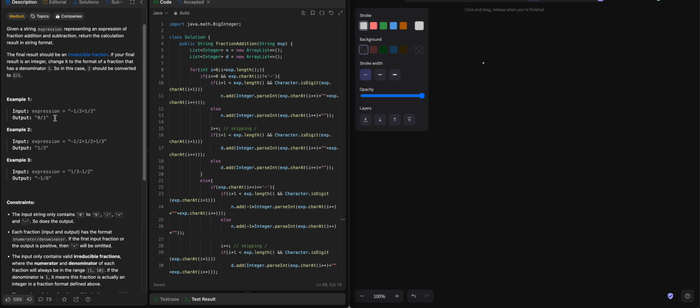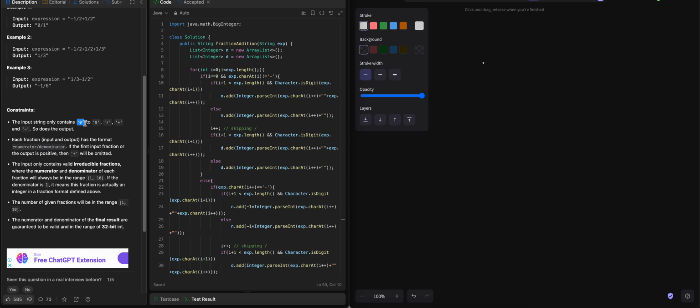Now, what are the other constraints? The input string would contain 0 to 9, the divide symbol, plus symbol, and minus symbol. Each fraction has the format plus or minus, numerator, divide, and denominator. So if you look at it, there are 4 components: plus minus symbol 1, numerator 2, divide symbol 3, and denominator 4. If the first input fraction or the output is positive, then the plus will be omitted.